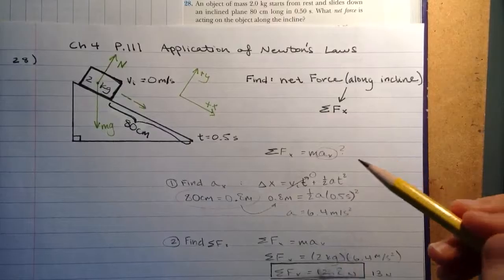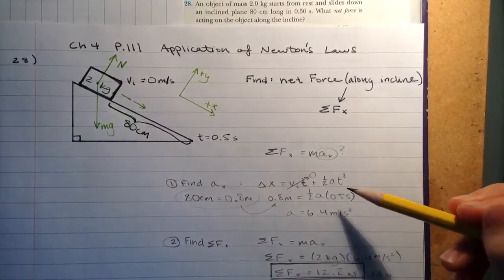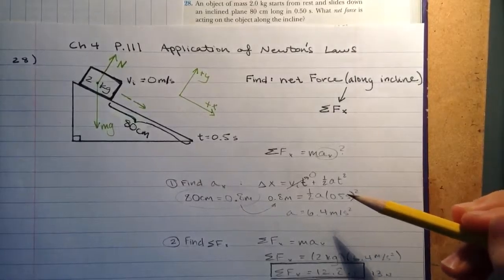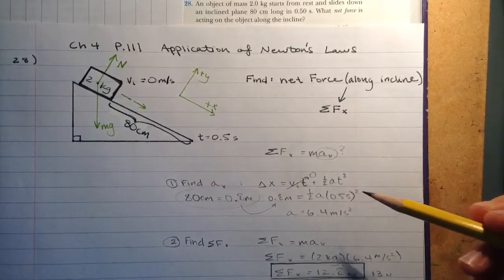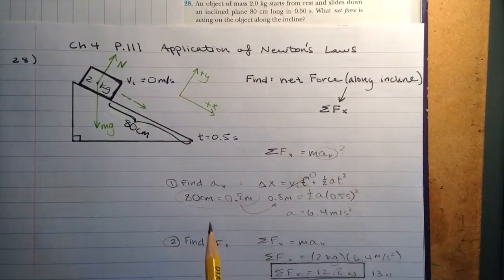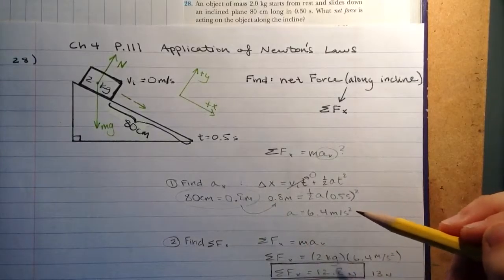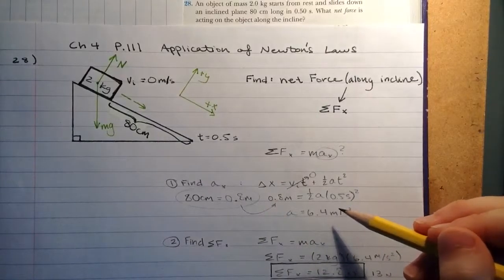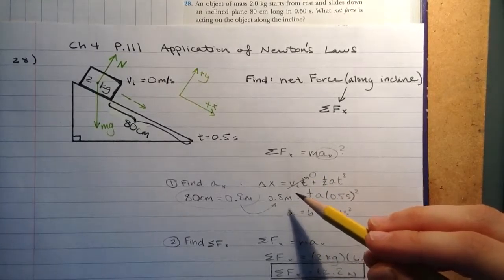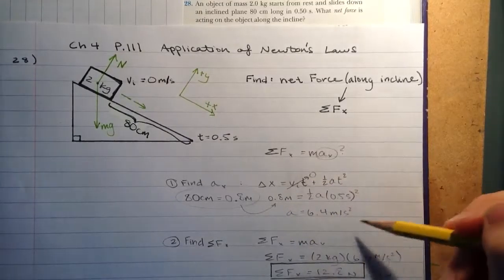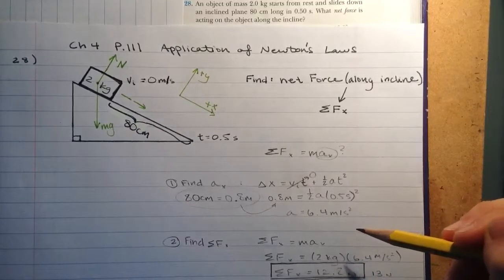In order to solve for the sum of the forces, we need to find acceleration, and we can do this using the kinematic equation: delta x equals initial velocity times time plus 1/2 a t squared. First, we need to convert 80 centimeters, which is equal to 0.8 meters. Set that equal to 1/2 a t squared. And this term becomes 0 since the initial velocity is 0. And if we continue to solve for a, we're going to get 6.4 meters per second squared.